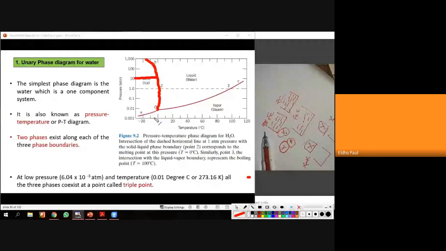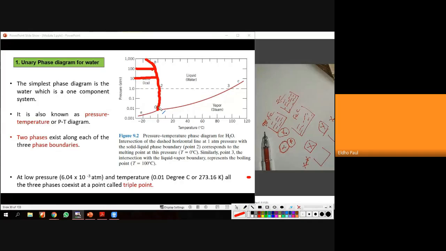Again, I conducted another experiment at 100 atm, and I checked at what temperature the ice is converted to water. It is correspondingly at minus 10 degrees Celsius. Similarly, we got different points, and by connecting all the points, I got this line, the solidus line.